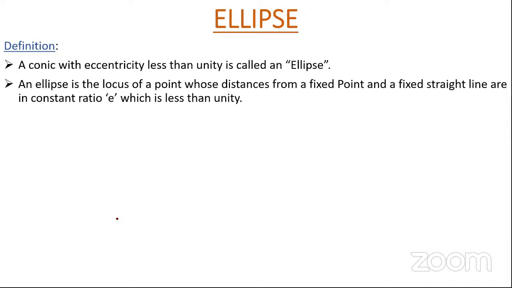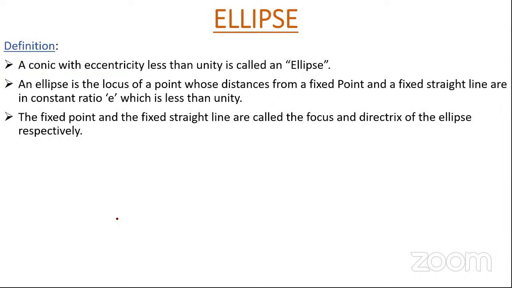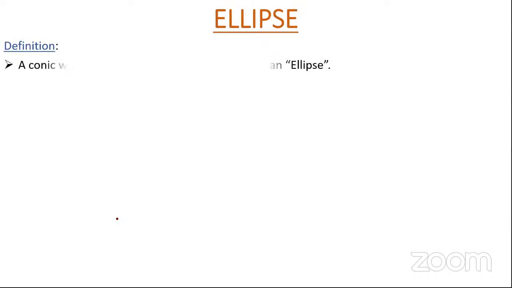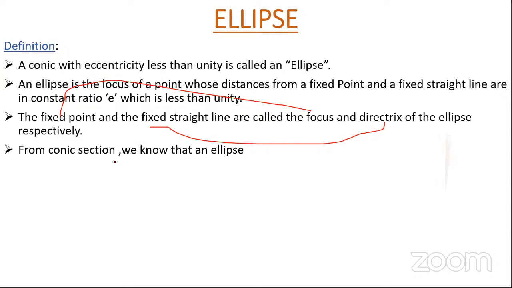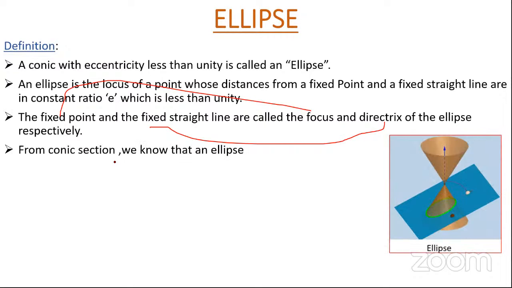Next, an ellipse is the locus of a point whose distances from a fixed point and a fixed straight line are in constant ratio E, which is less than unity. That fixed point is called the focus and the fixed straight line is called the directrix, respectively. From the conic section, we know that SP by PM equals E.